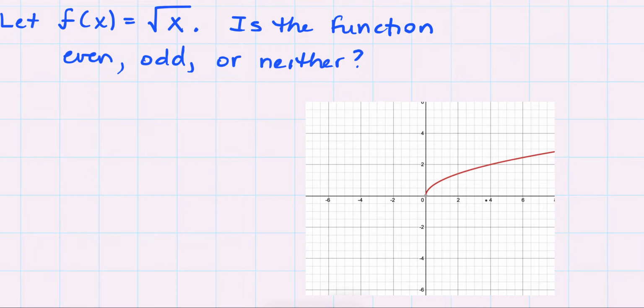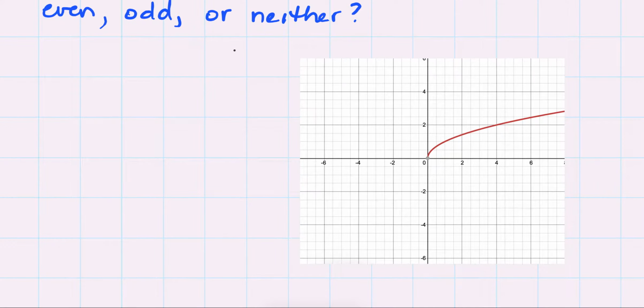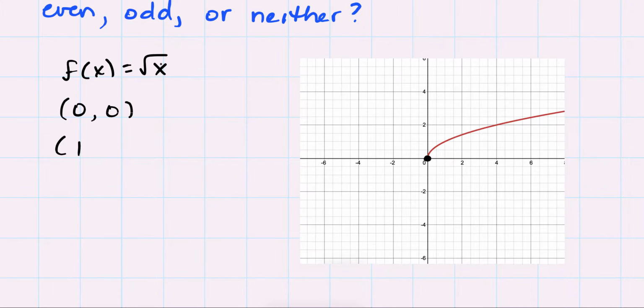Here I have the graph of the function. Let's verify this a little bit by plotting some points. So the function is f of x is equal to the square root of x. If I plug in 0 for x, I'm going to get the square root of 0, which is 0. So I'll have the point 0, 0 on the graph. If I plug in 1, I'll get the square root of 1. So I have the point 1, 1.